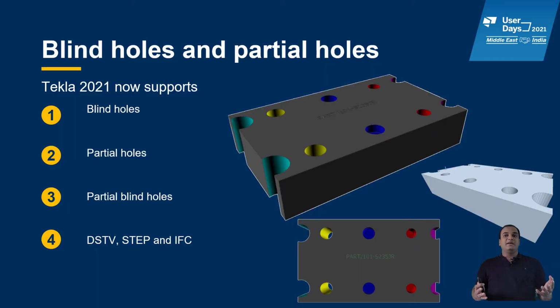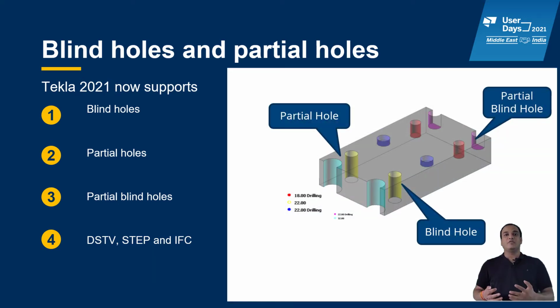In engineering, a hole may be a blind hole, partial hole, or a throughout hole. Earlier versions of Tekla Structures were only capable of handling the throughout hole, but now in Tekla Structures 2021 it is possible to handle the blind hole, partial hole, or we can say a combination of partial and blind hole. So let's see first what these kinds of holes are.